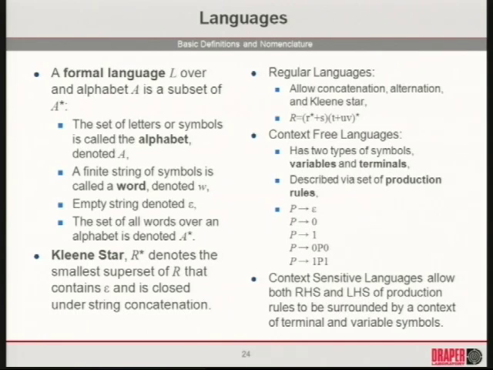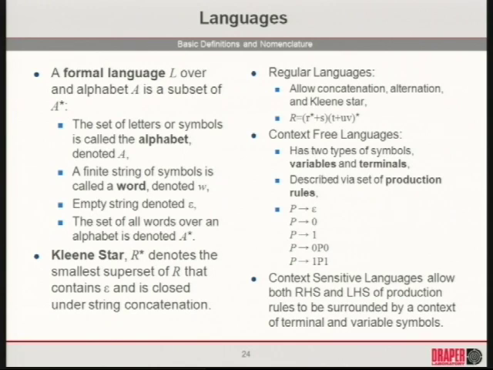A couple of quick definitions. The set of letters associated with the language is called the alphabet. A finite sequence of these symbols is called a word. The empty string is epsilon. And the set of all possible words over an alphabet is A star, called the Kleene star. If I've got some R, it's the smallest superset that contains every possible word, and also epsilon, the empty string. It's closed under concatenation.